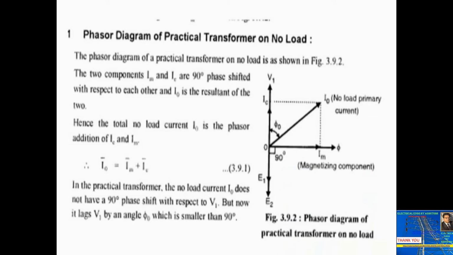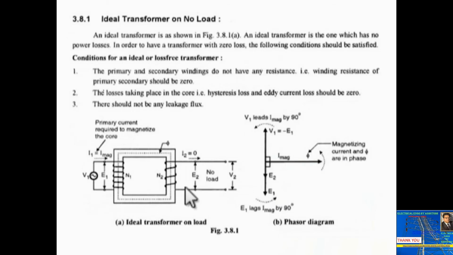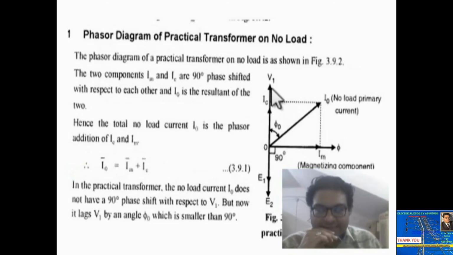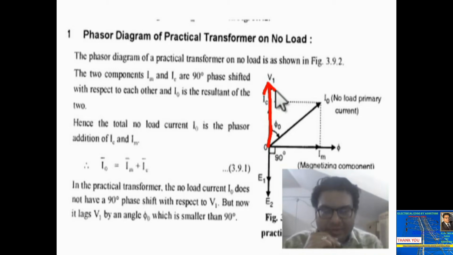See here, guys, this is the transformer. So first of all, V1 is applied. So first of all you have to draw V1. Okay, so first of all, just draw V1 like this, a vertical line in the upward direction. This will represent V1. So first of all, you apply the primary terminal voltage on the primary side. So V1 is the primary terminal voltage applied across the primary side.